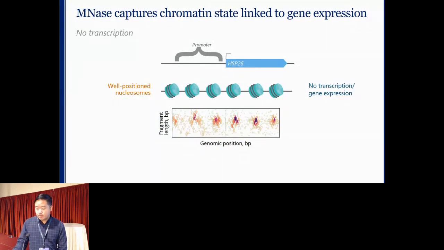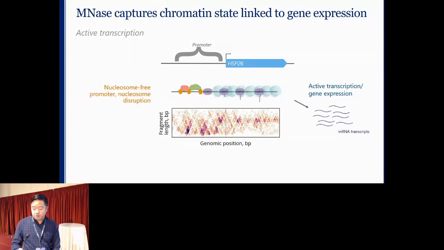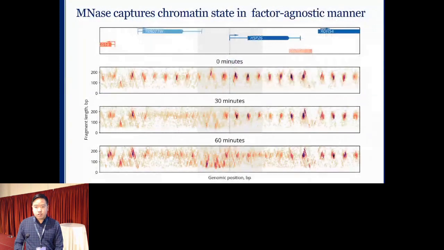Returning to our earlier example, we can see that the lowly transcribed HSP26 can be represented in this MNase-seq image as just a series of those nucleosome clusters. Alternatively, when HSP26 is actively transcribed, in its promoter we'll see an enrichment of the smaller factors, possibly the transcriptional machinery, and a disarray of the nucleosomes in the gene body as Pol2 actively transcribes HSP26.